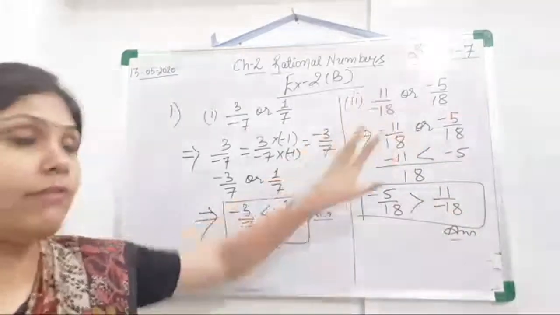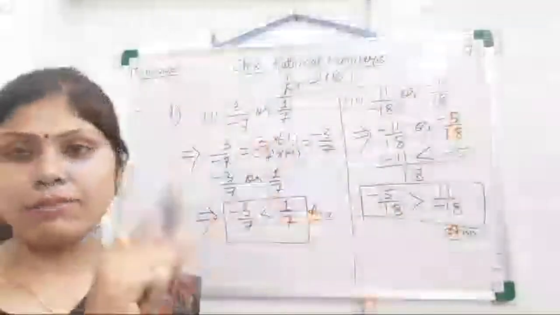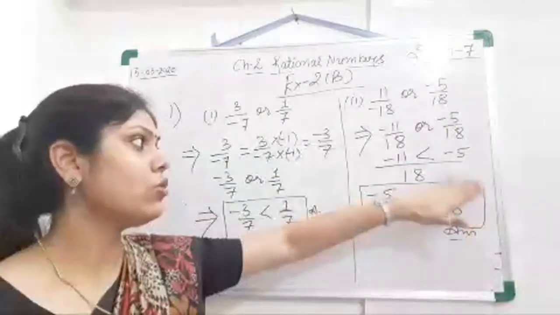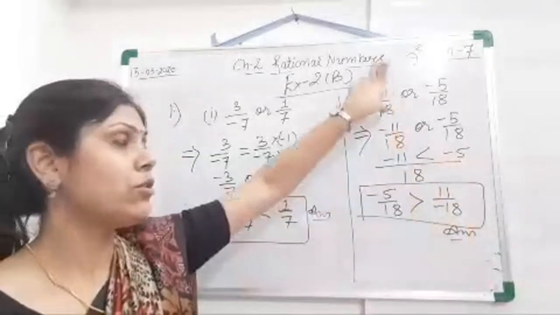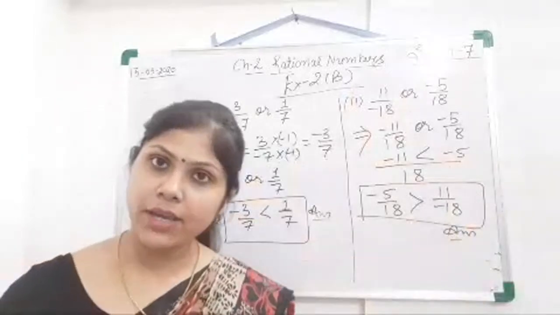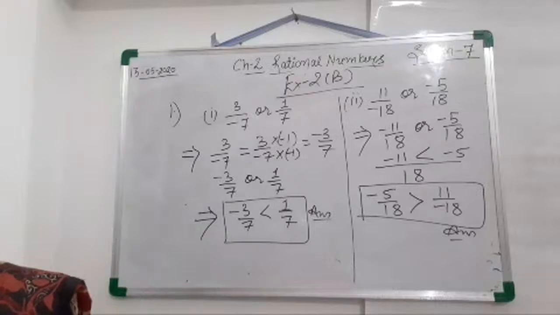So please always write this as the answer, otherwise your 1 mark will be deducted. Please don't stop till here. Don't write the answer directly here and just leave it. You have to write the answer according to your question. Then only your answer will be complete. Okay, so please do this. Now let us do the next question.